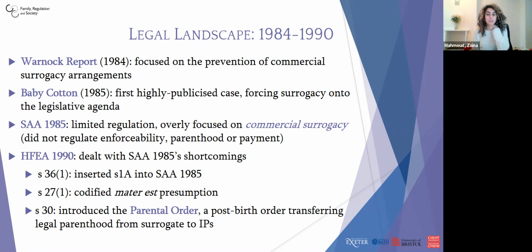I'll pick up on this issue of parental order shortly, but Section 36(1) inserted Section 1A. This dealt with enforceability. Section 27(1) codified the mater est presumption, so legal motherhood is demonstrated by gestation. This meant the surrogate was necessarily the legal mother. And Section 30, as I said, introduced the parental order. This dealt with payment as well as parenthood.